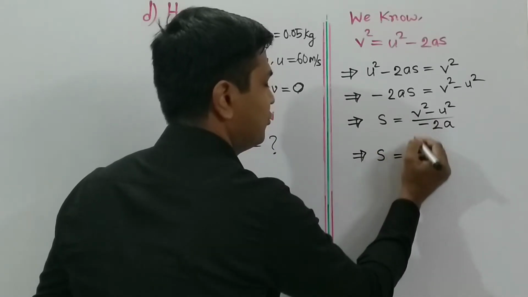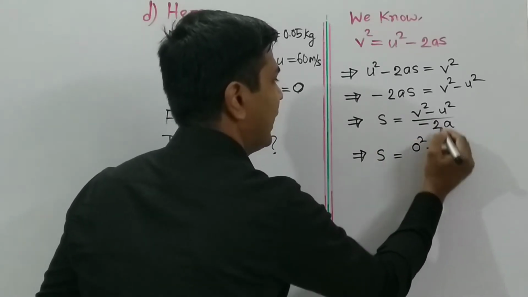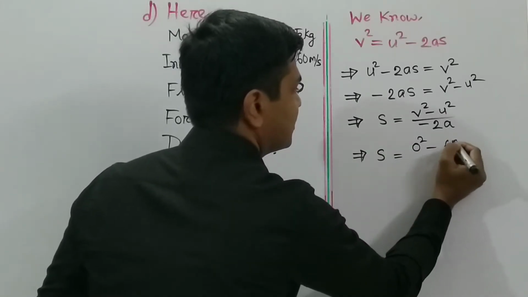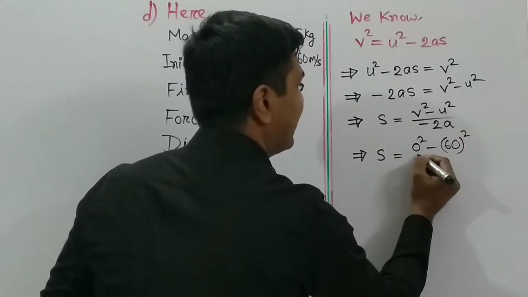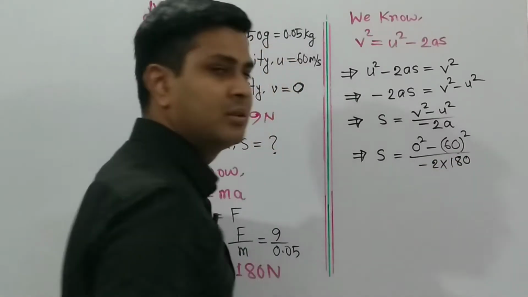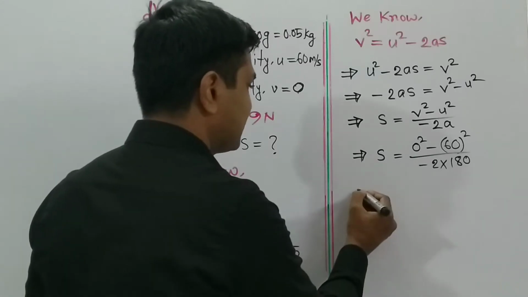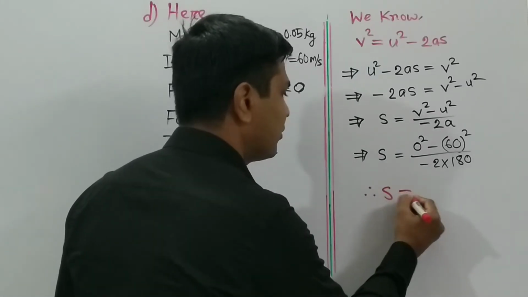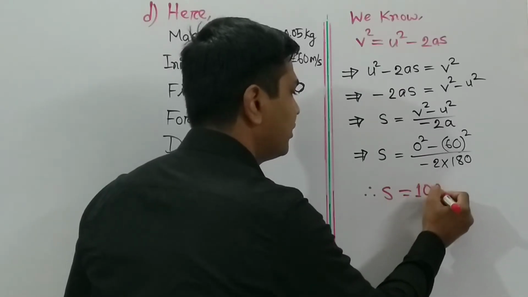S equals v square minus u square divided by 2a. Here u is given, so 60 square divided by minus 2 into 180. After calculating that expression, we will get s equals 10 meter.